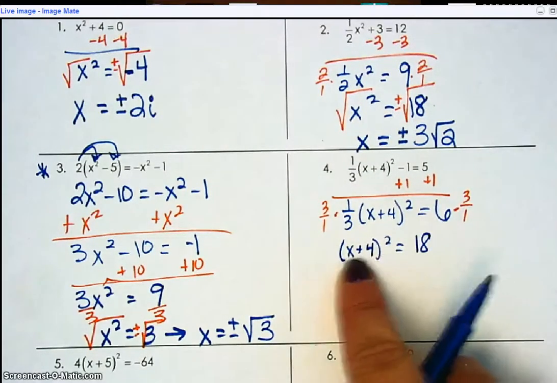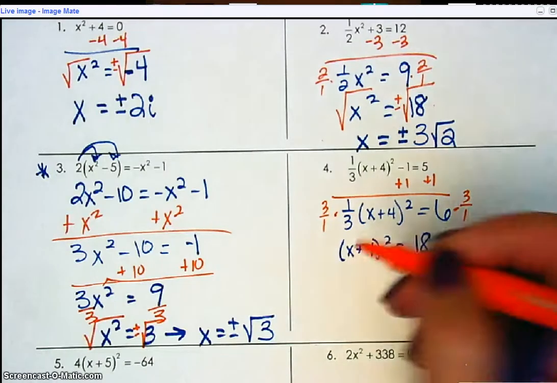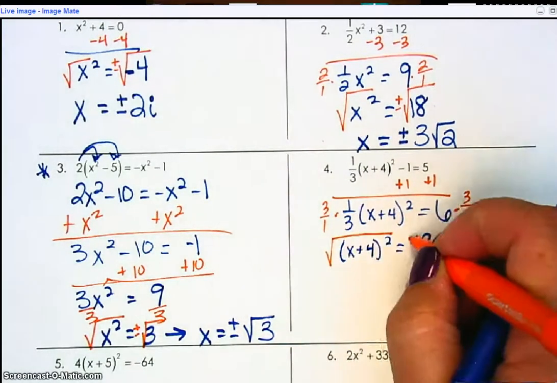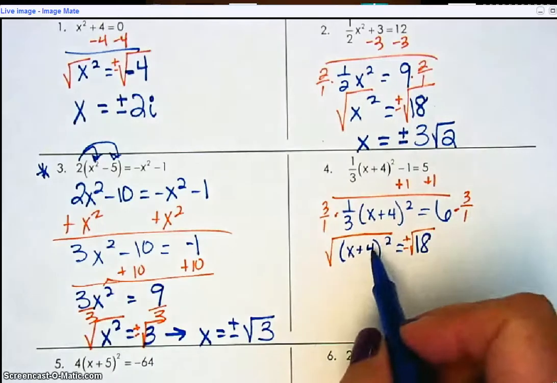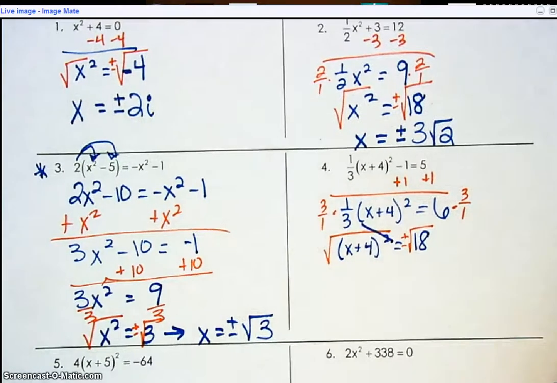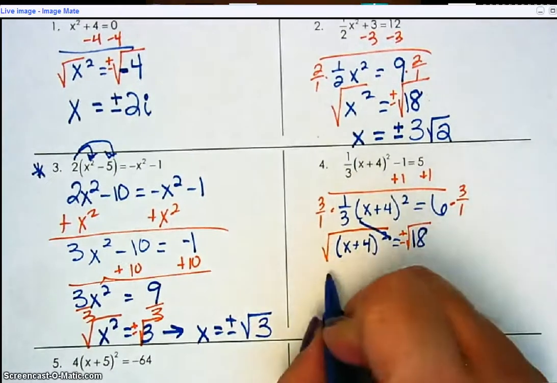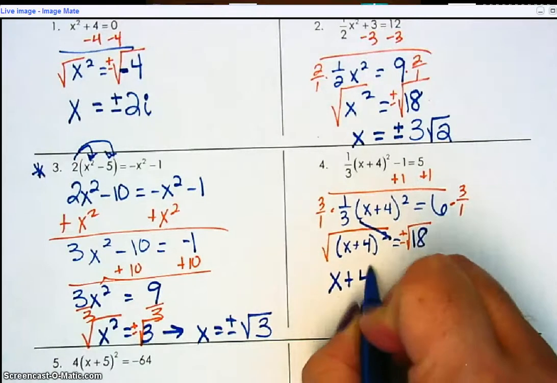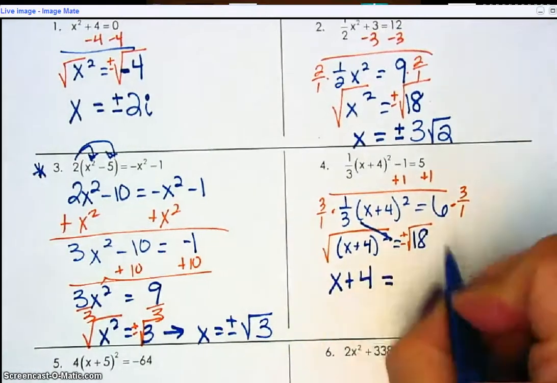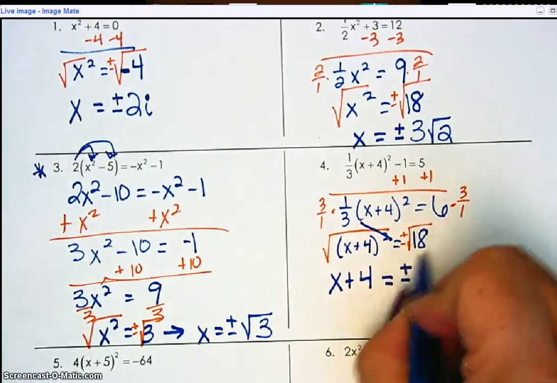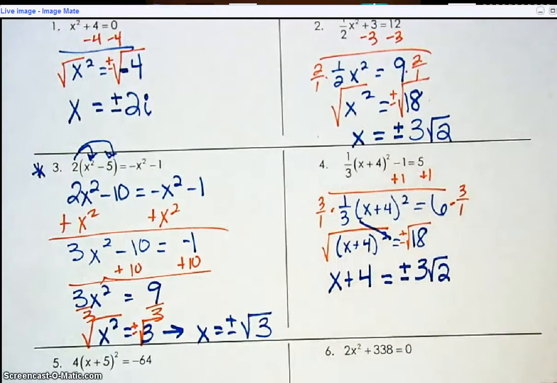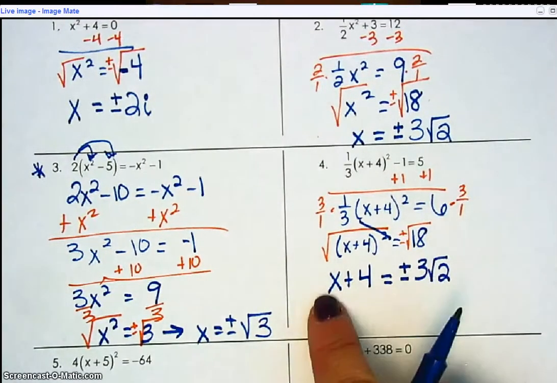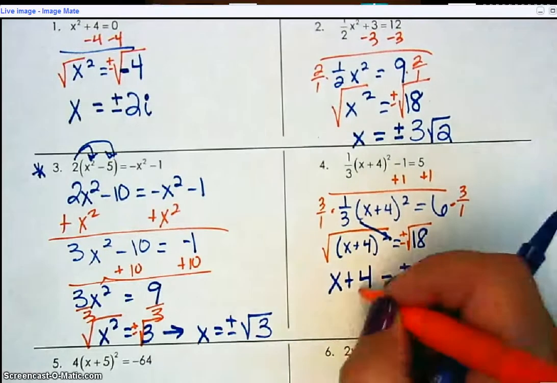Now my binomial squared is all by itself. So I take the square root of both sides. Don't forget your plus minus. When you take the square root of a binomial squared, it cancels out that squared term, leaving you with what's inside the parentheses. You will no longer need the parentheses. Over here, I still have the plus minus, and square root of 18 is 3 square root of 2. Now, this has one more step before I can get x by itself, and that is subtracting the 4.